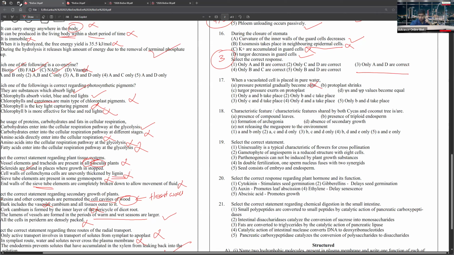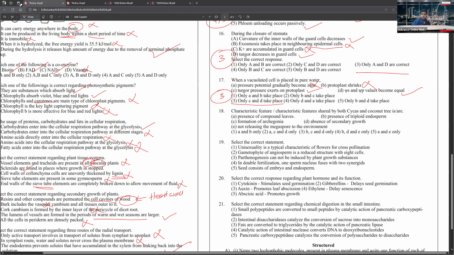Protoplast shrinks. Wrong. Protoplast expand. Turgor pressure exert on protoplast. Correct. Psi S and psi P values become equal. Correct. Pure water, so water potential becomes 0. So psi S and psi P values become equal and opposite in sign. So I'm taking the answer for the 17th question, C and D. Third.